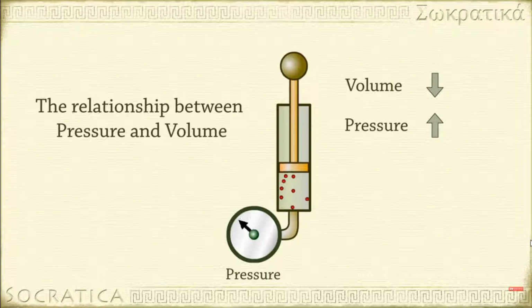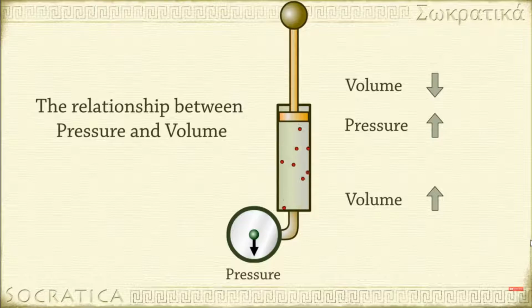If you keep the amount of gas particles constant, but you make the size of the container bigger, there will be fewer collisions per second with the sides. That registers as lower pressure.